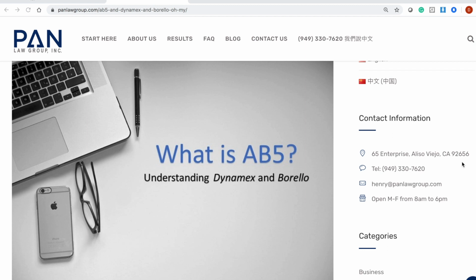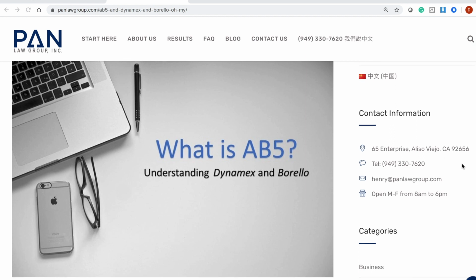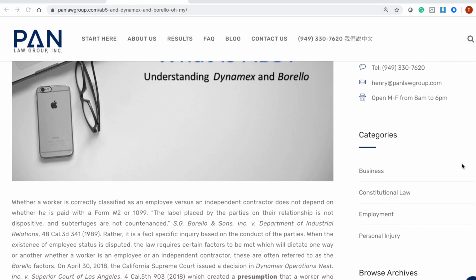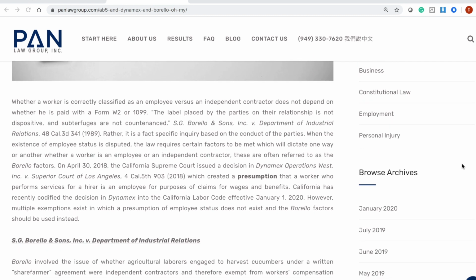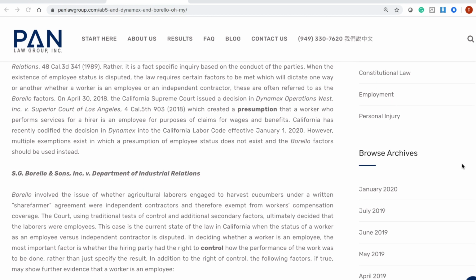Henry over at the Pan Law Group put together this fantastic flow chart of the AB5 statute. It's a great visual representation of how the bill flows and where the exemptions fit in. And I just want to throw out a disclaimer from Henry. For a full and accurate reading, one must go to the statute. The flow chart is just a paraphrase guide and is not intended to be a replacement for the full statute.